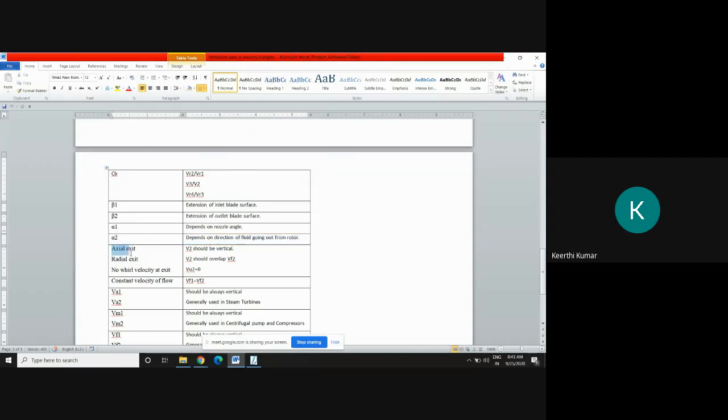Then axial exit, radial exit, no whirl velocity at exit, all these three are the same. That means V2 should be vertical. V2 should overlap VF2. VU2 is 0. This we will solve today or tomorrow in class.